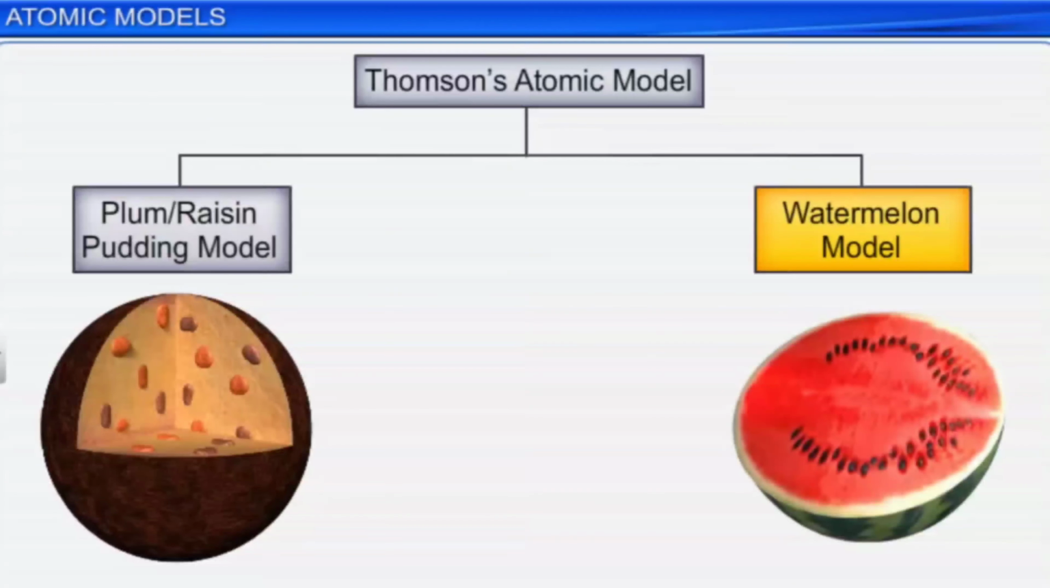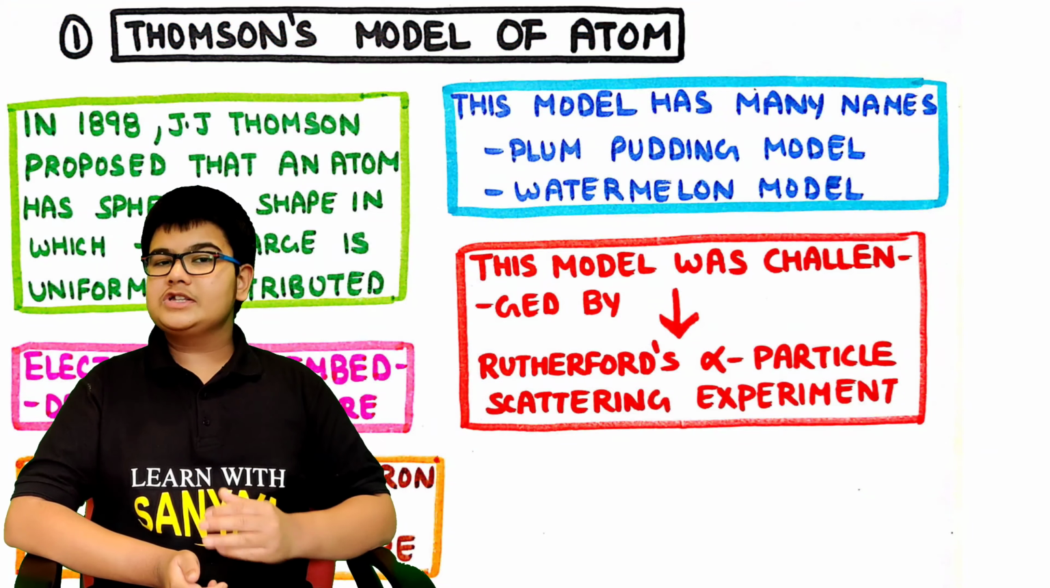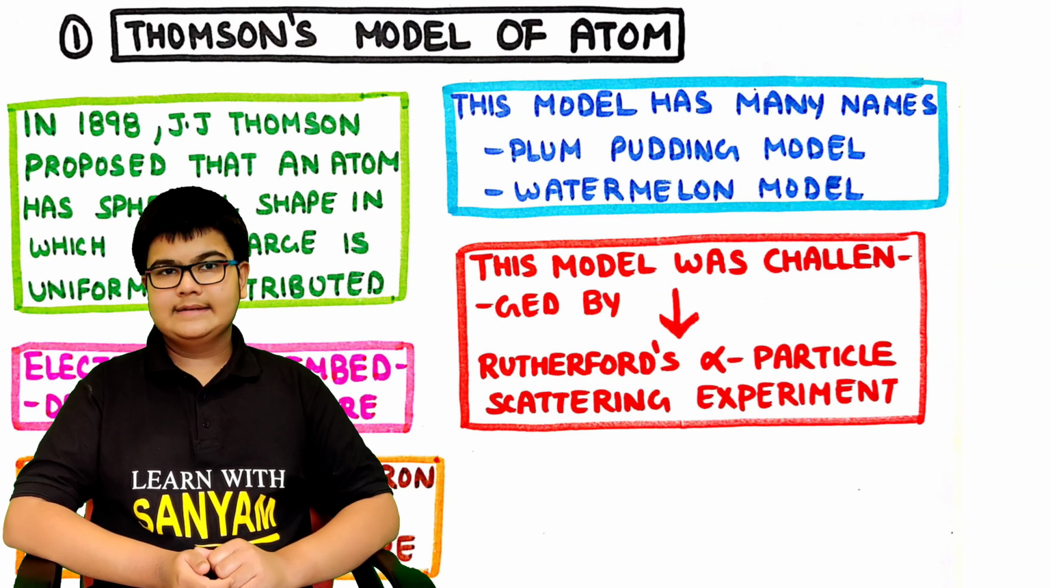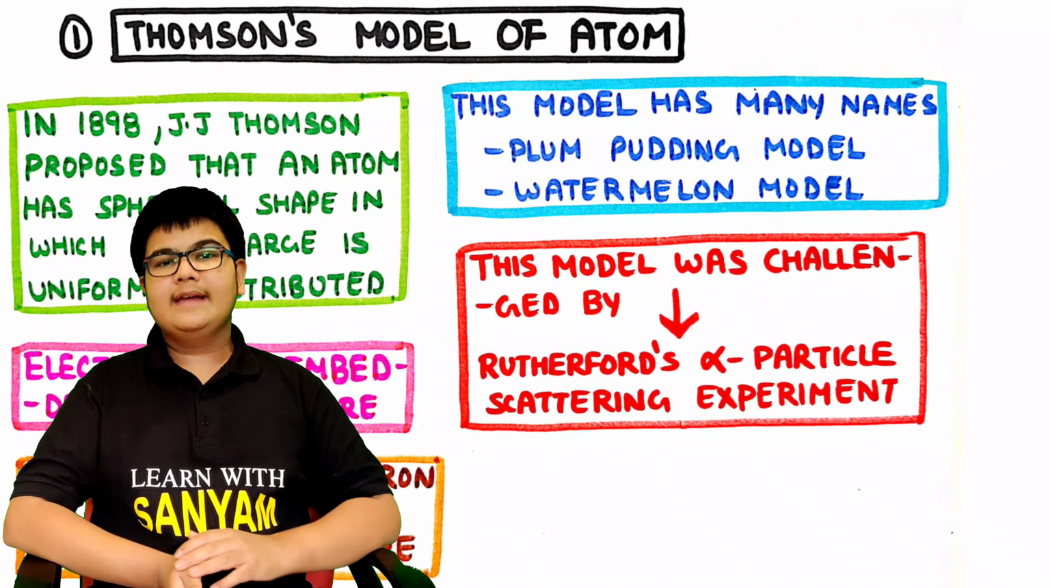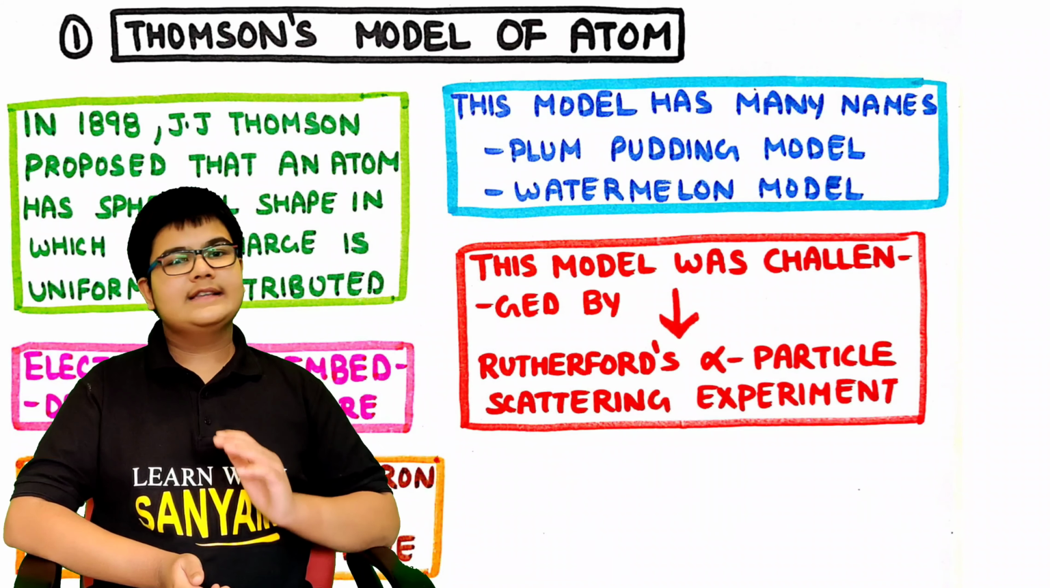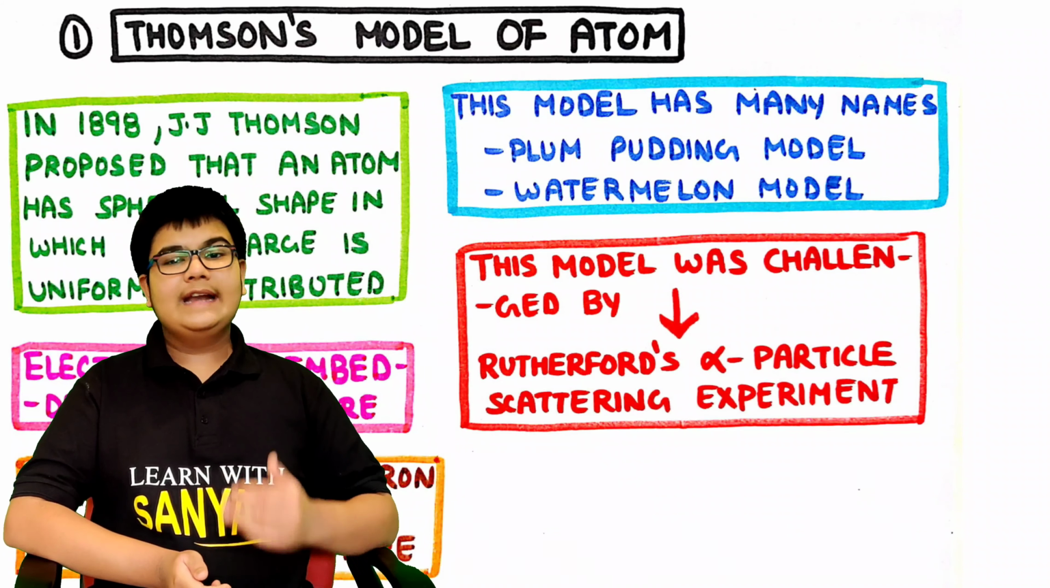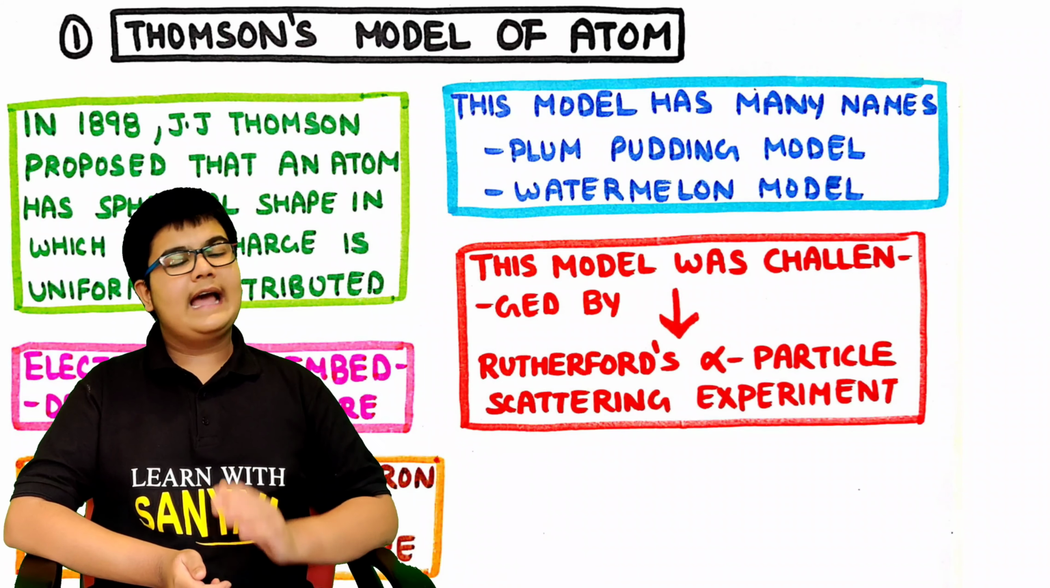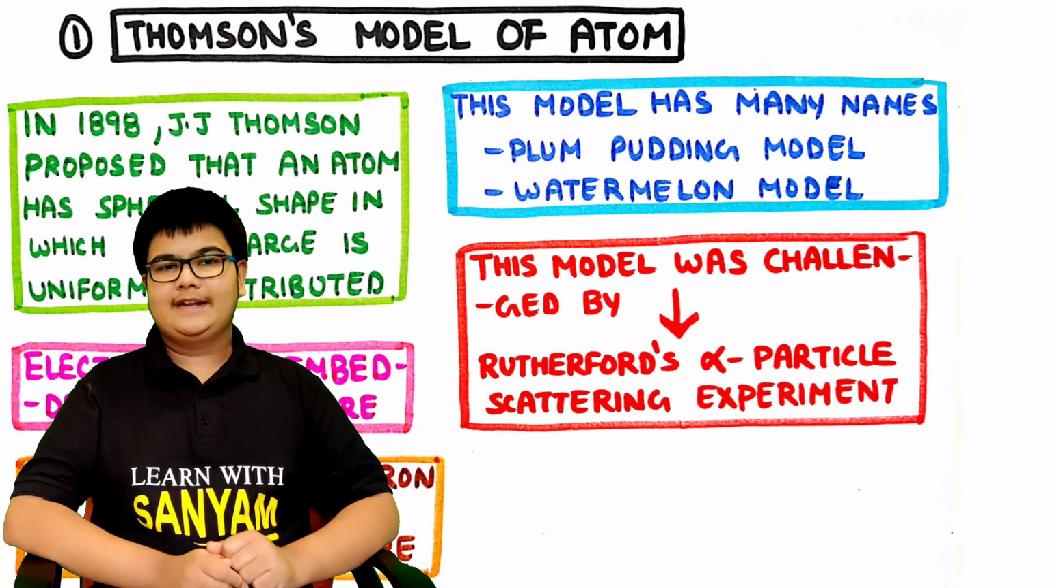This model has many names like the plum pudding model and the watermelon model. But this model also had many drawbacks. This model was challenged by Rutherford's alpha particle scattering experiment. So let's see what this Rutherford's alpha particle scattering experiment is.